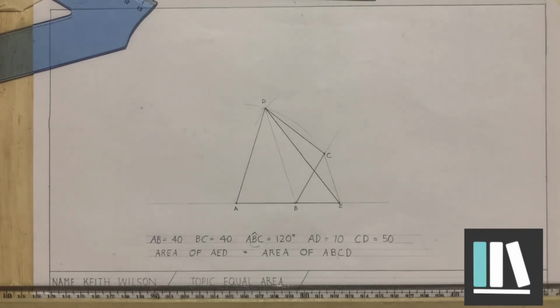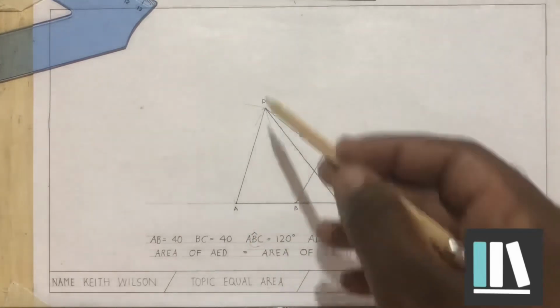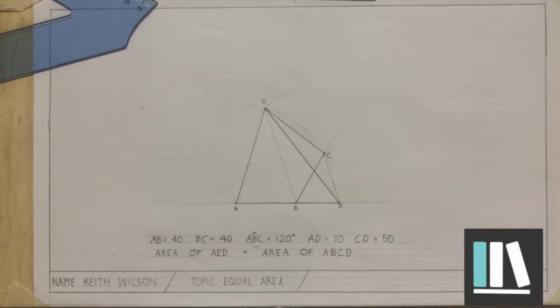Alright, so that's it, people. That's how you construct a triangle that is equal in area to a given irregular quadrilateral. I hope the lesson was informative and I hope you grasped the concept that was taught in this lesson.